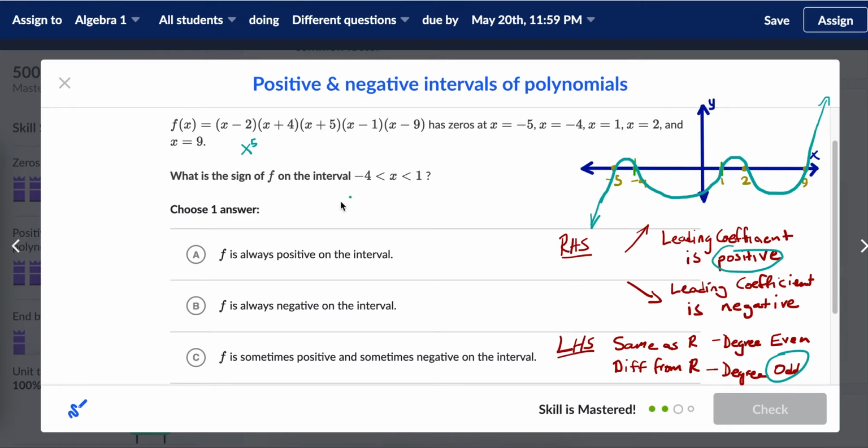Okay, and we of course are concerned with this area right here between -4 and -1, and so we've got our function is negative. It's below the x-axis on the interval. Okay, so that's what we're looking at here.